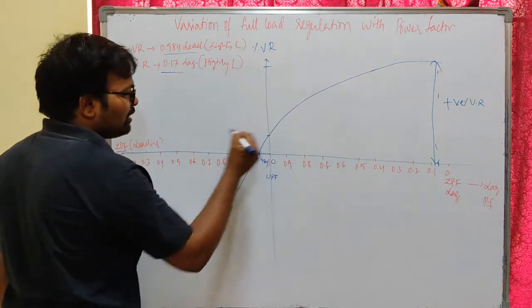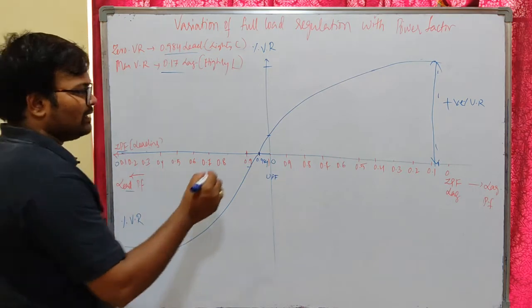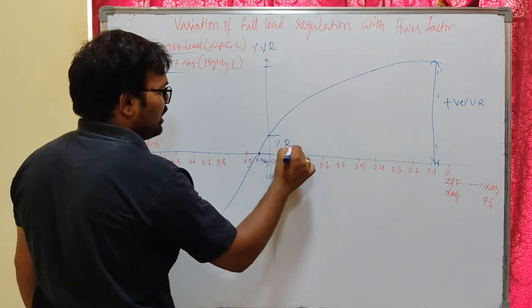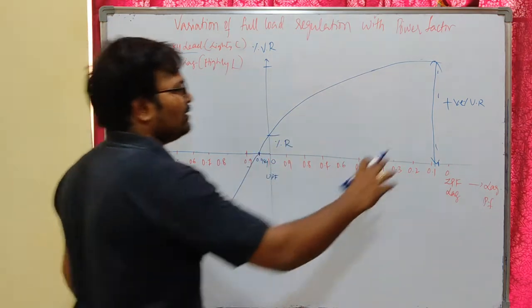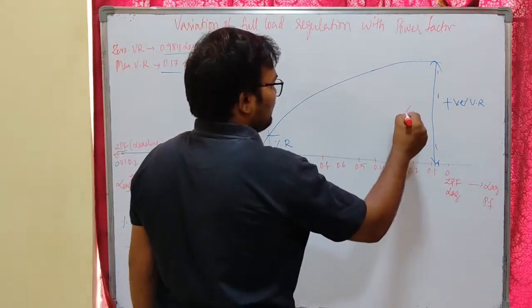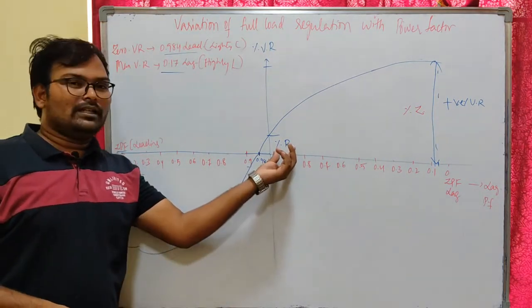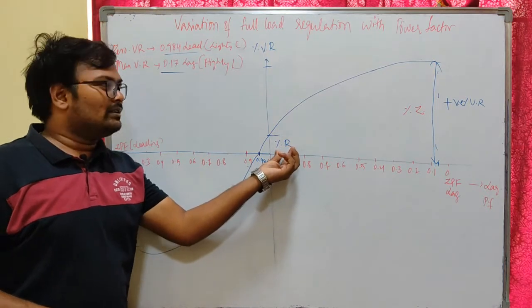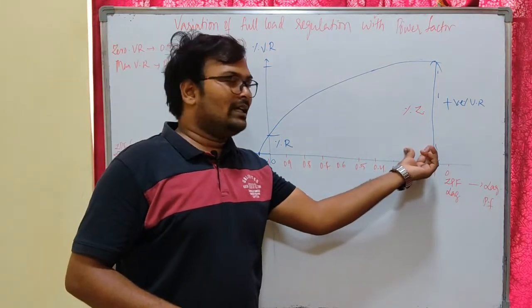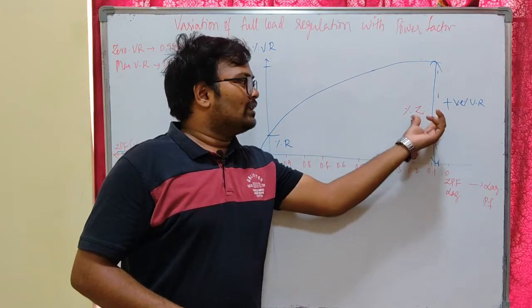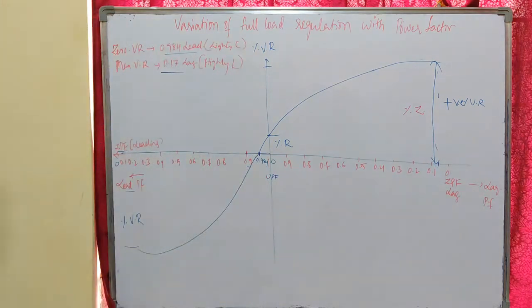Here at unity power factor it has some voltage regulation that is equivalent to the percentage resistance drop. Here this positive voltage regulation is equivalent to the percentage impedance drop. So the voltage regulation at unity power factor is equivalent to the percentage resistance drop, and the voltage regulation at the maximum condition is equivalent to the percentage impedance drop.